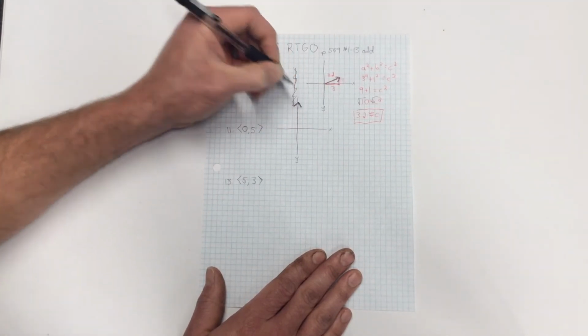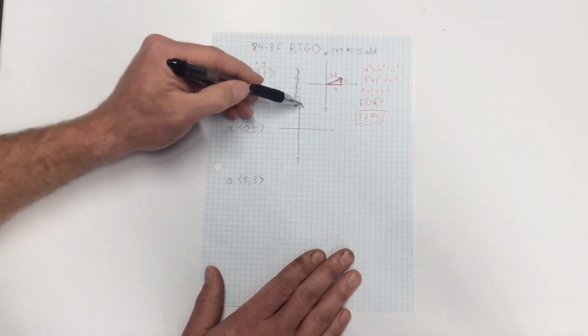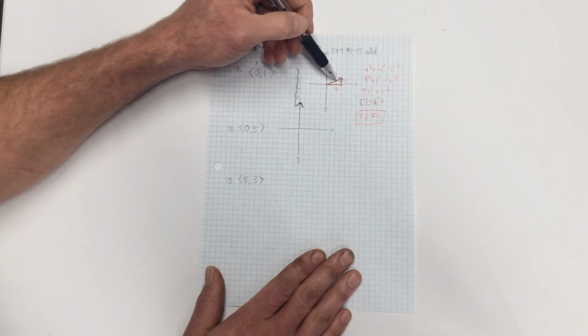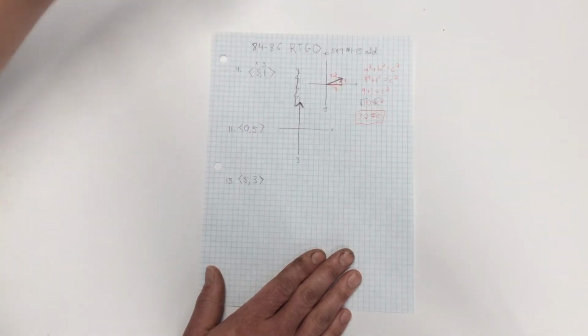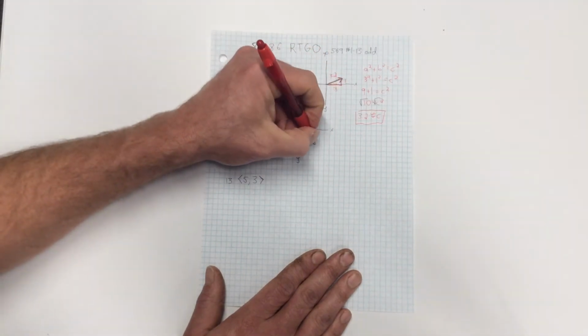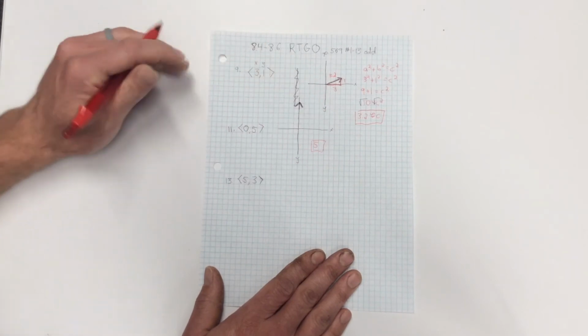0, 5. So we can do this the slow way here, but also just remember, magnitude means the length of this line. Because this isn't a tricky diagonal line, I can actually just count its magnitude. 1, 2, 3, 4, 5. Oh, I'm done. The magnitude of this is 5.